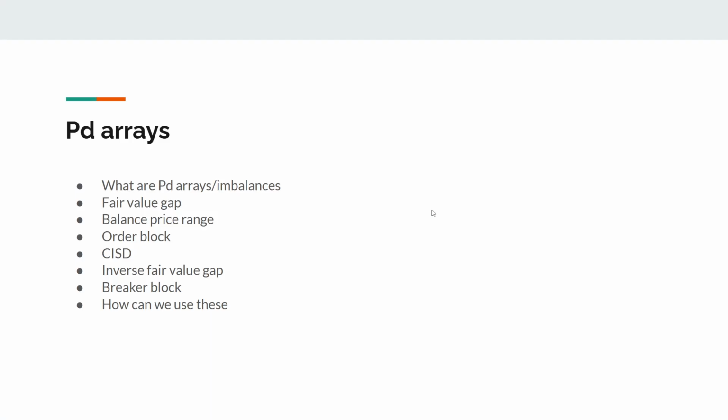Let's get started. What are PD arrays? The fair value gap, the balanced price range, order block, change in state of delivery, inverse fair value gap, breaker block, and how can we use these?